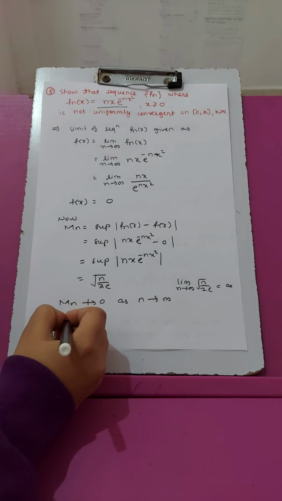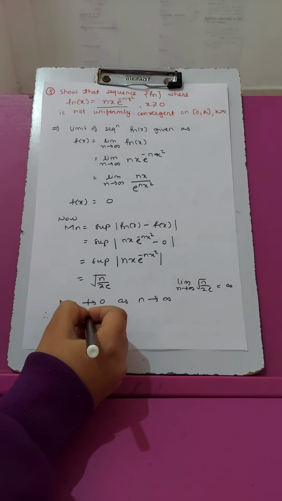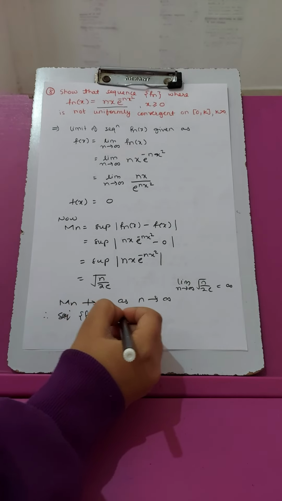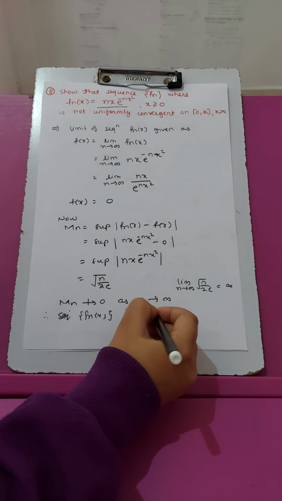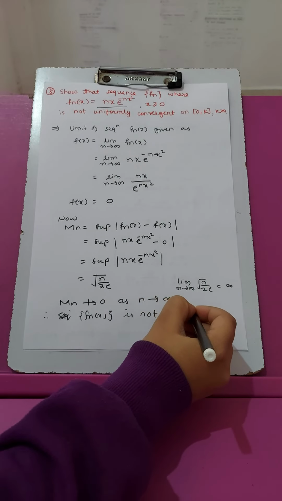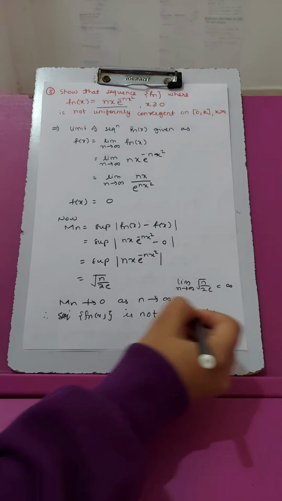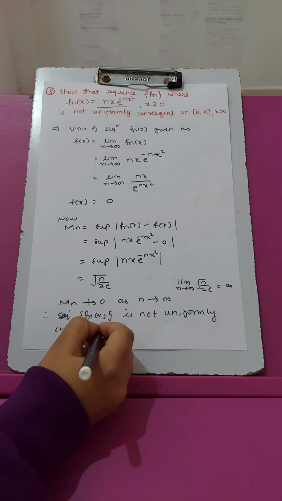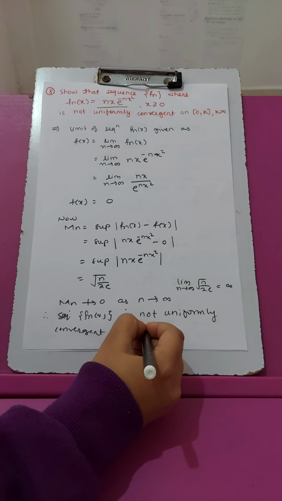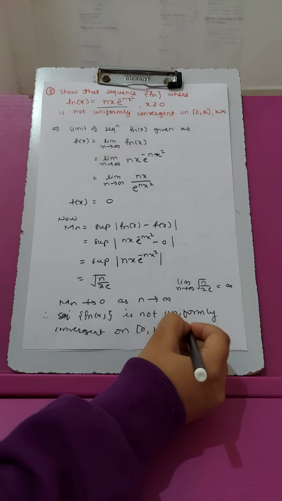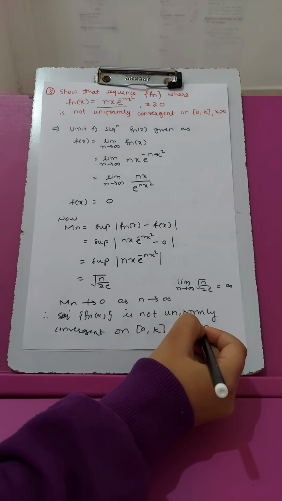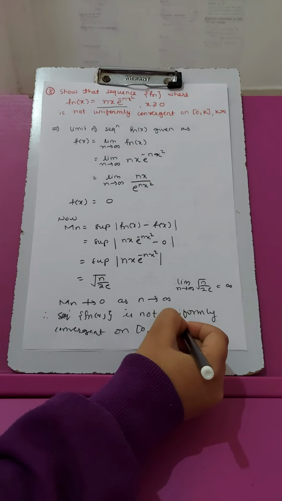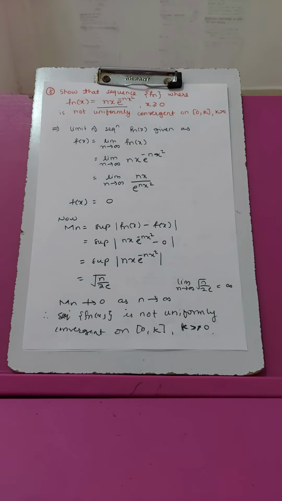Therefore the sequence fn of x is not uniformly convergent on the interval [0,k], where k is strictly greater than 0, and hence we have proved this example.